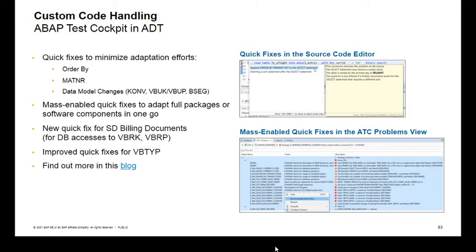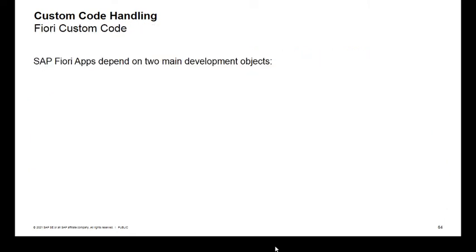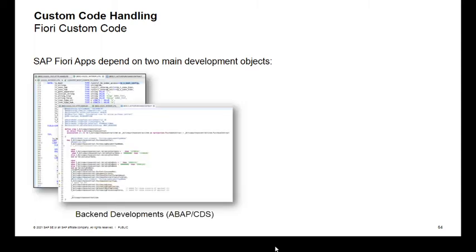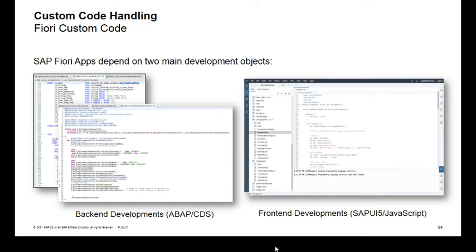And now coming to Fiori, there are different development areas affected. We have ABAP, we have CDS, Core Data Services views, and we also have the UI layer on top of it, the UI5 layer, the JavaScript layer, and each of them might require adaptations where necessary.